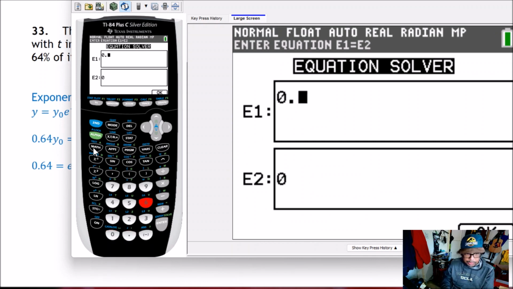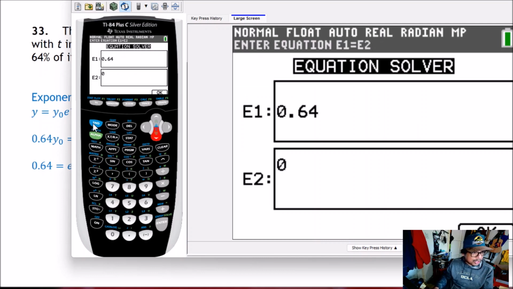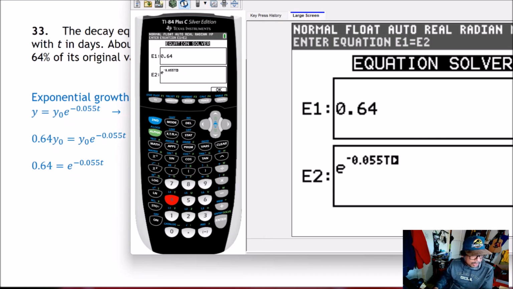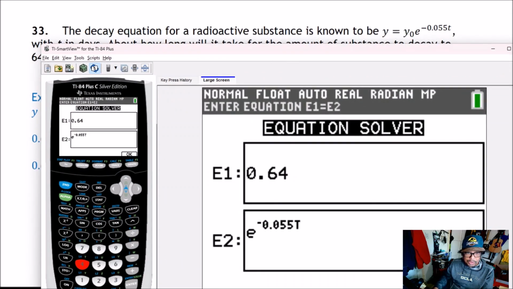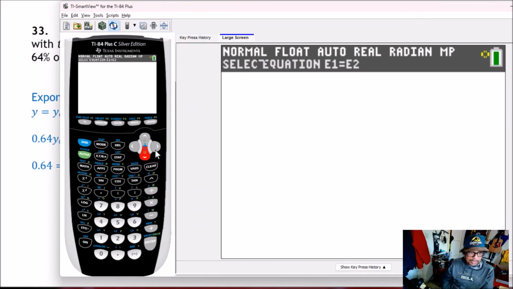The left side of the equal sign is 0.64. And then the right side of the equal sign is that exponential. So we'll put this exponential equation here, e to the negative 0.055, and then we'll put a t here. No reason not to. And always make sure that you have these numbers in here correctly, 055, 055. In fact, I shouldn't be checking it with my work. I should be checking it with the problem, 0.055. That looks about correct. Great. So let's get to the solving part.